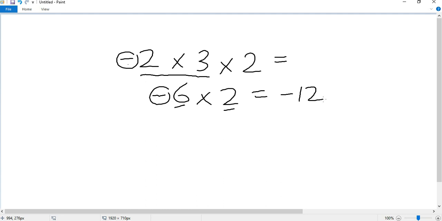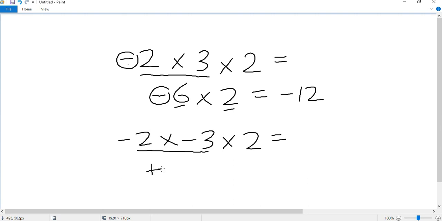Okay, now let's say we had two negatives, right? So negative 2 multiplied by negative 3 multiplied by positive 2. What happens here? Let's multiply negative 2 and negative 3 first, right? So negative 2 multiplied by negative 3, we have two negatives giving us a positive, and 2 multiplied by 3 gives us 6. So the answer is positive 6. We'll bring down the 2, so multiplied by a positive 2, 6 times 2 is 12.